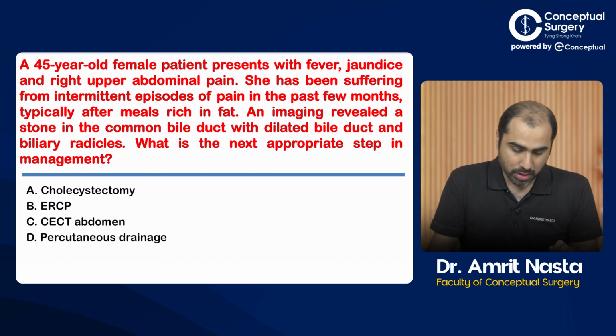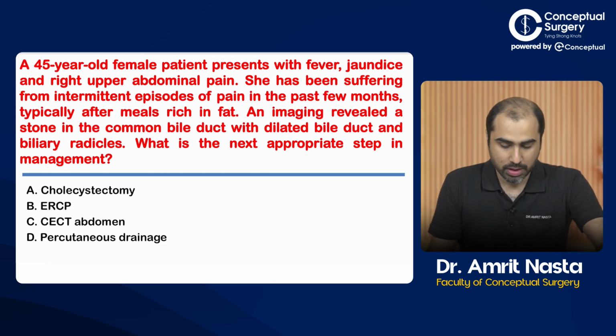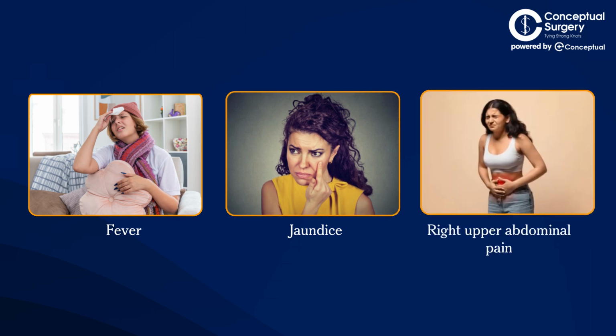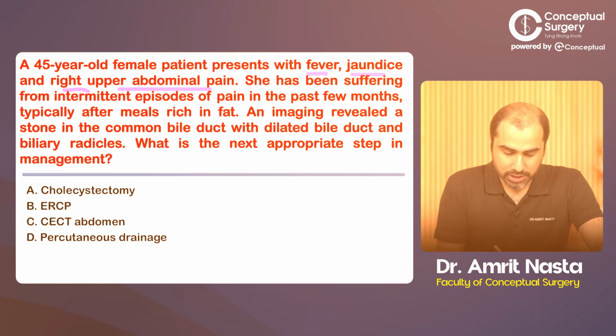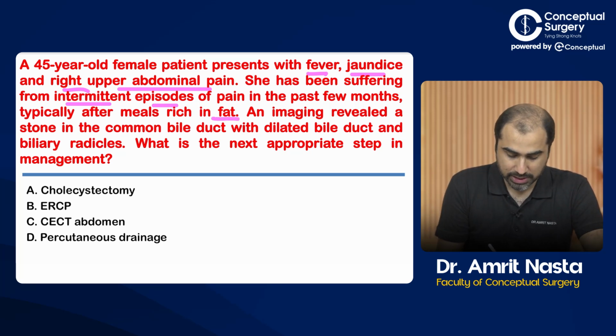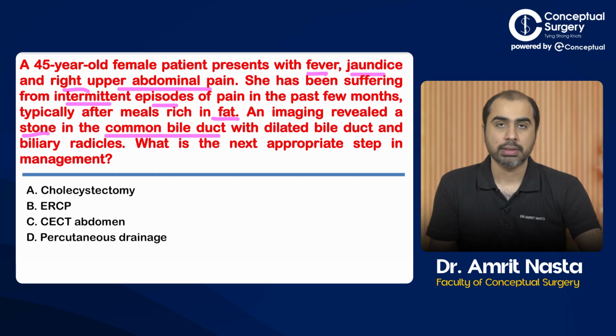Female patient presents with fever, jaundice, and right upper abdominal pain. She's been having intermittent episodes of pain, typically after fat-rich meals. Now see what the imaging is telling you. There is a stone seen in the CBD with dilated bile ducts.